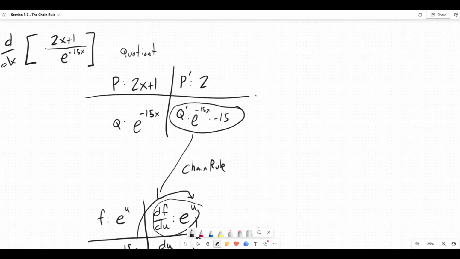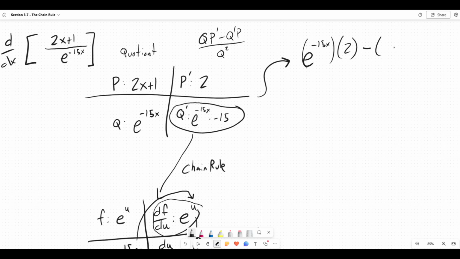Now that I have this, I'm ready to write the quotient rule, which, reminder, is, in my language, q p prime minus q prime p all over q squared, using q's and p's. I think I used f and g's to write the rule above. So that's going to be e to the negative 15x times p prime minus q prime times p, all over q squared.